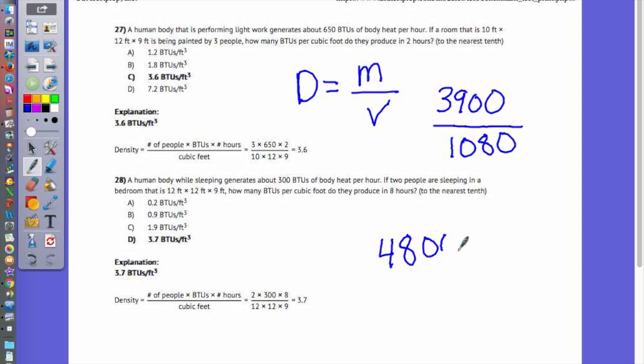Mm-hmm. And your room is 12 feet by 12 feet with 9-foot ceilings. How much volume is your room? 1,296. So when you divide, you should get 3.7. Do you understand those two? How do we know it's density? Because it is.